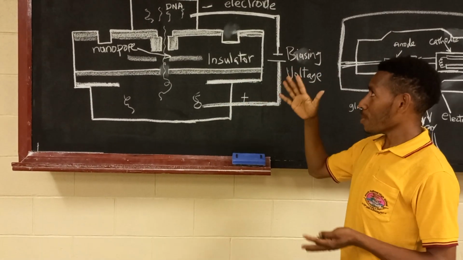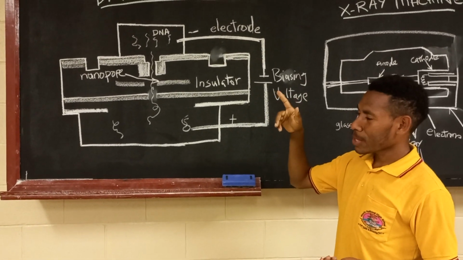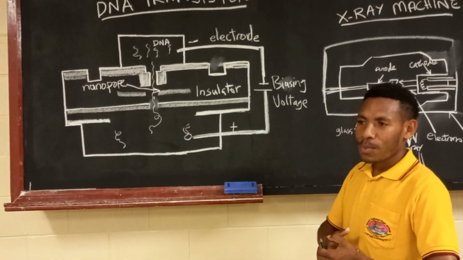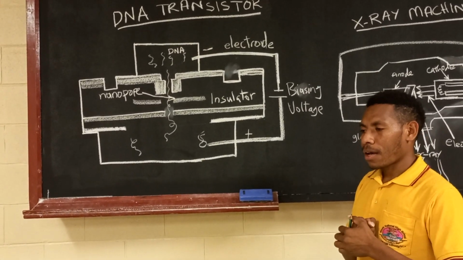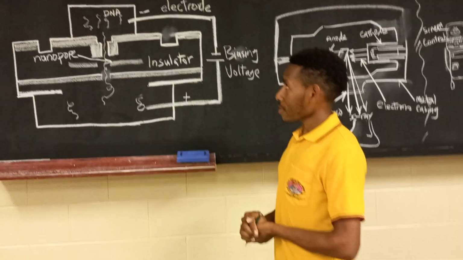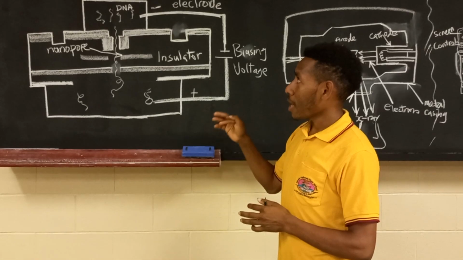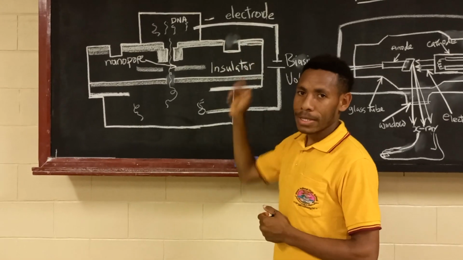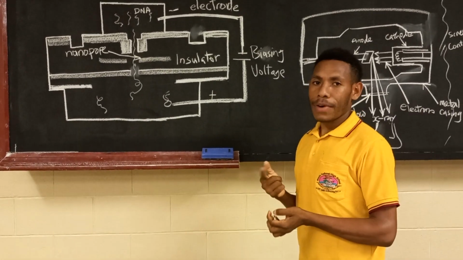DNA transistor is a big word, made up of two different words, DNA and transistor. DNA refers to the blueprint of life, as we know, and transistor is a technical word that refers to a semiconductor component that controls the flow of electric current. So generally, a DNA transistor is a machine that controls the DNA from flowing through the nanopore of a DNA transistor. So how does this DNA transistor function?